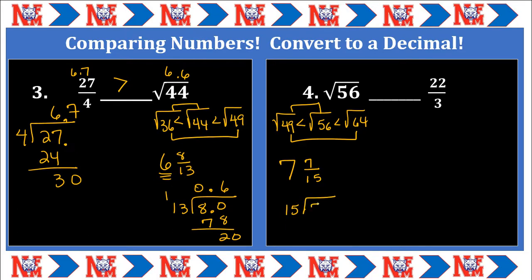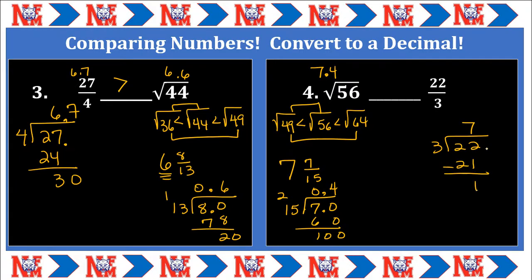15 into 7, this 7 right here. And let's see, let's try 4. That gives me 20, and then subtract. And then we'll see if we need this. So far, this is 7.4. We'll see if we need to go further. And 3 into 22, it goes 7 times. Subtract, decimal, 0, 3, that goes 3. Okay, so that is enough, 7.3, and it keeps going, but we see this is greater than 22 thirds.